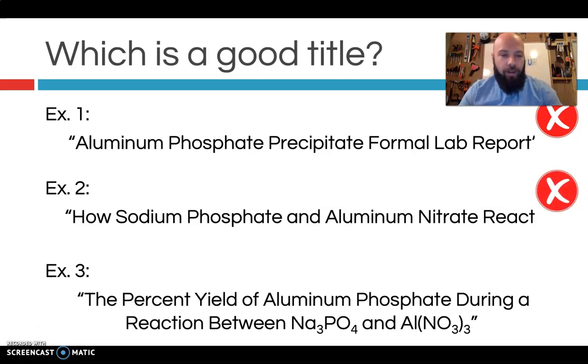The third here, "the percent yield of aluminum phosphate during a reaction between sodium phosphate and aluminum nitrate," tells exactly which reactants you're using, and by stating the percent yield, it states what you're actually looking for as the results of your lab. So that would be a good title.